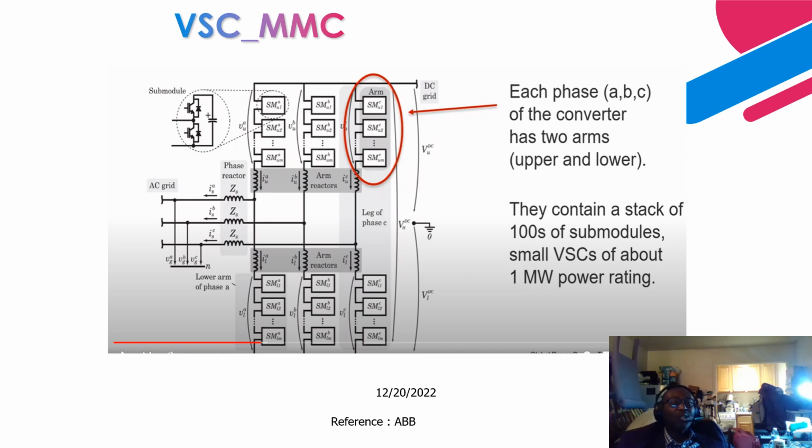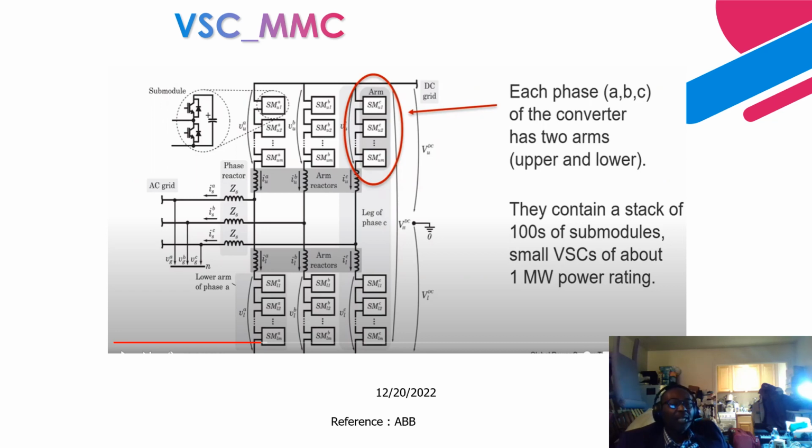Sometimes you can have a differential in voltage between phase A, phase B, phase C. This difference in voltage between different legs can lead to circulating current. So the purpose of this inductor is to control that circulating current. Below that is the lower arm. Right on top is the upper arm, and below that is the lower arm.